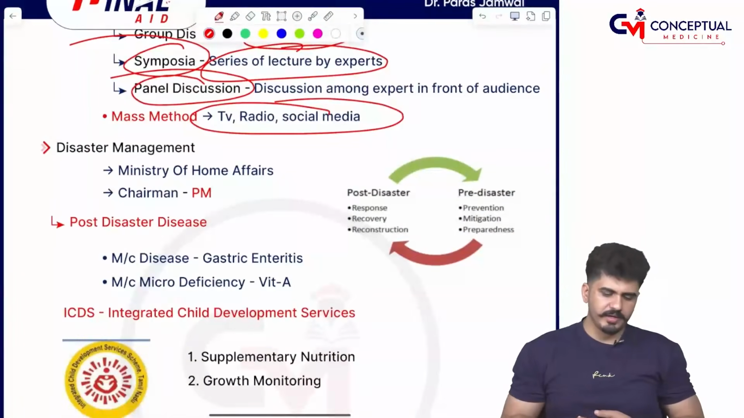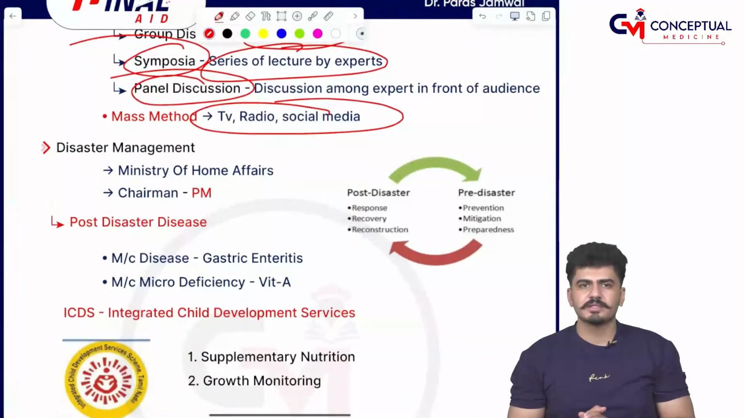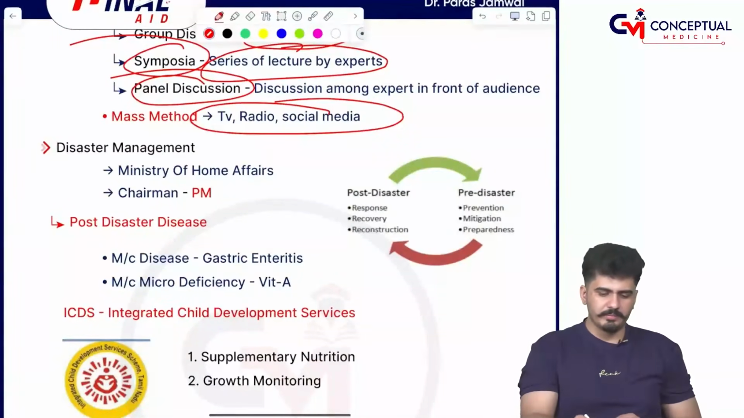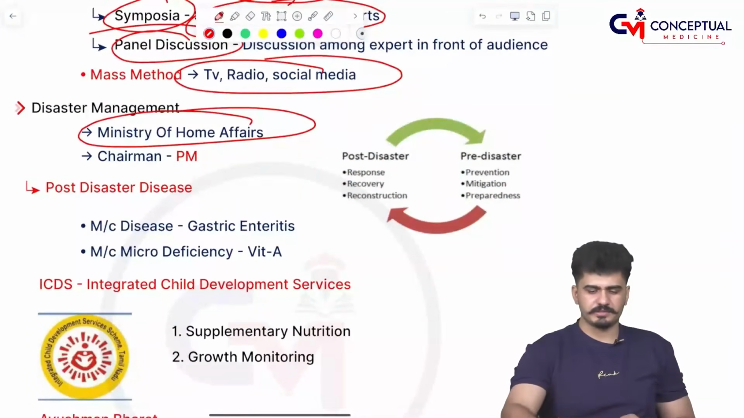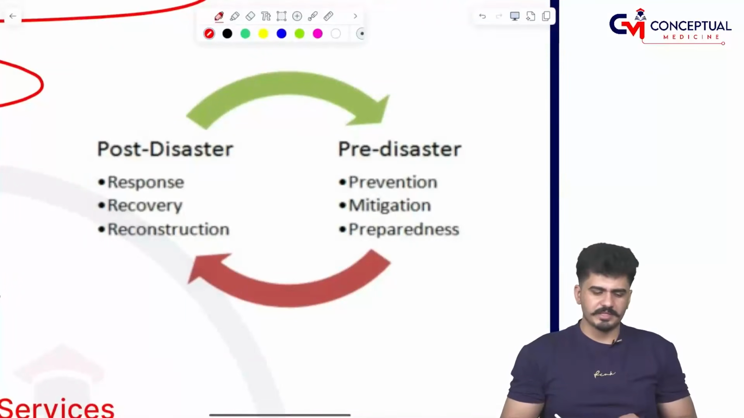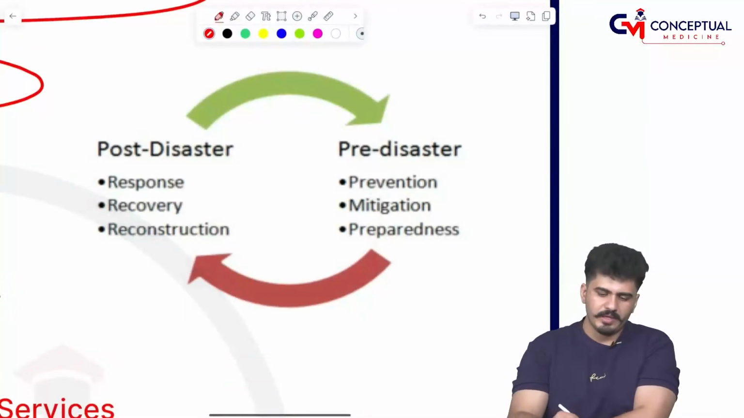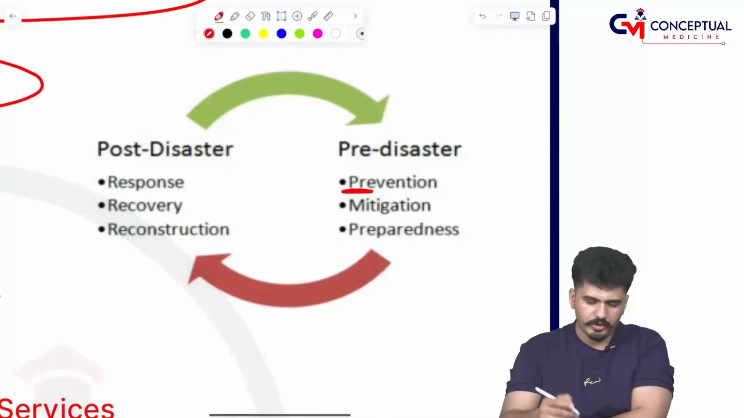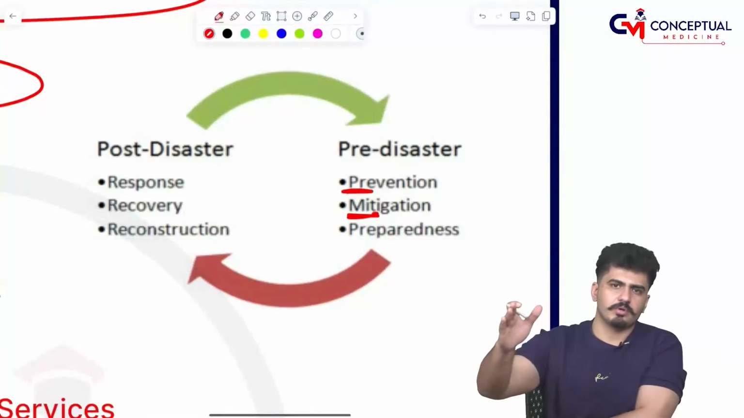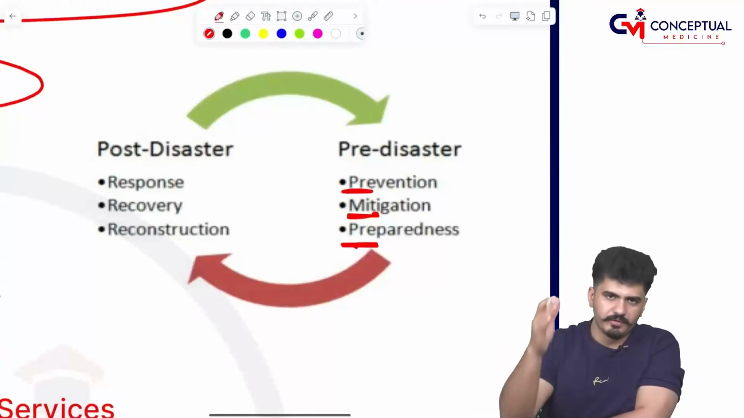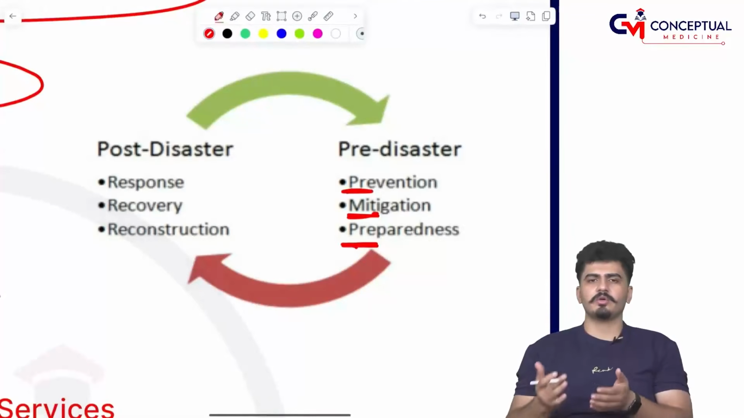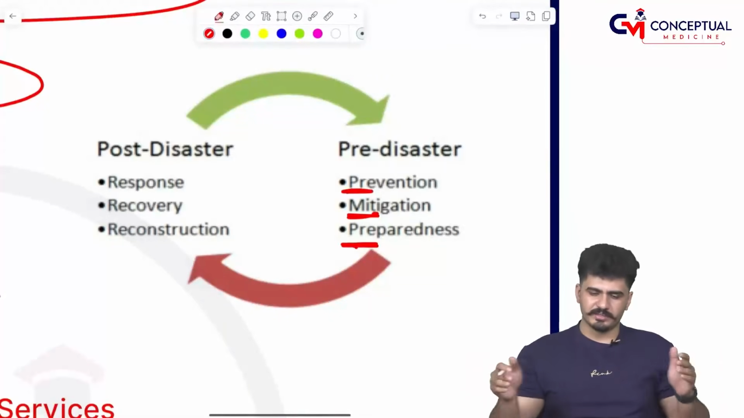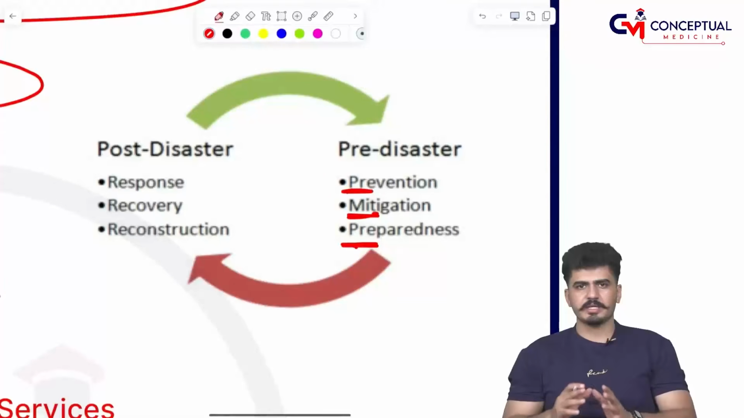Now disaster management, who will go first to the site of disaster? First is paramedical staff, and this is being taken care of by Ministry of Home Affairs. What are the pre-disaster and post-disaster phases? My dear friends, pre-disaster and post-disaster phases are equally important. Prevention, first we can prevent it or not. Mitigate, we can go to some other place. Preparedness, if a flood is coming, we'll try to make boundary walls, etc. Like this, the prevention, mitigation, preparedness.